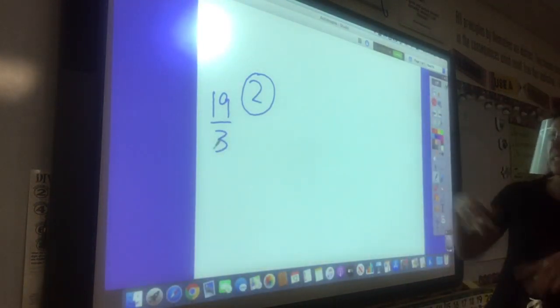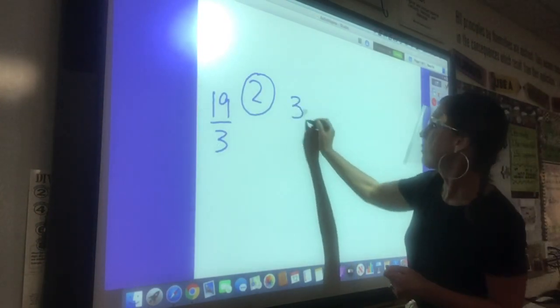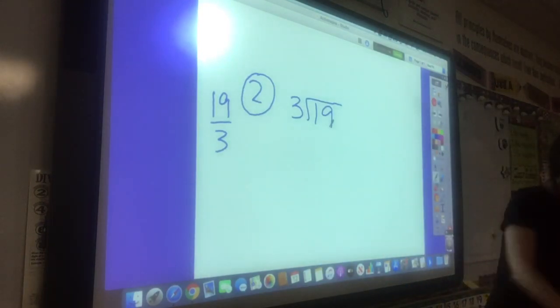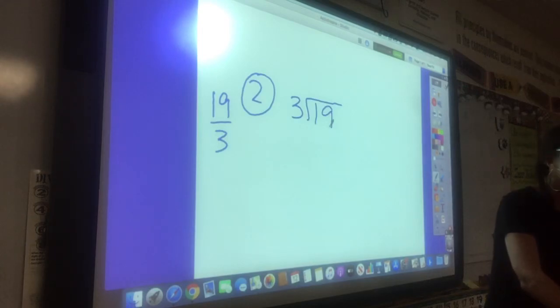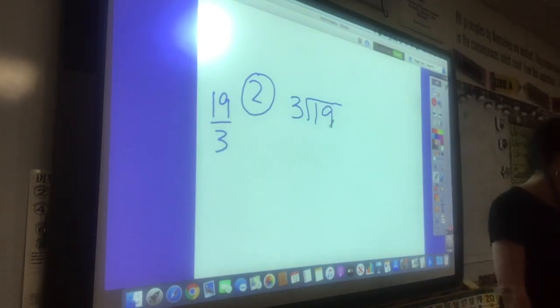So we know that 19 thirds means 19 divided by 3. So we're going to write that division problem, 3 into 19. Okay, so we're just rewriting it as that's actually one way to write division, and this is just another way to write division. So let's put 3 into 19. So how many times can 3 go into 19?